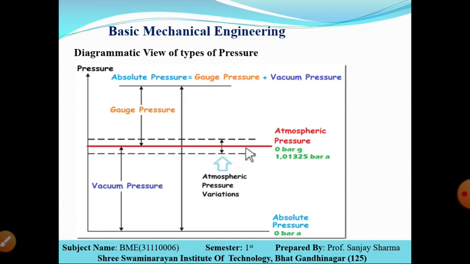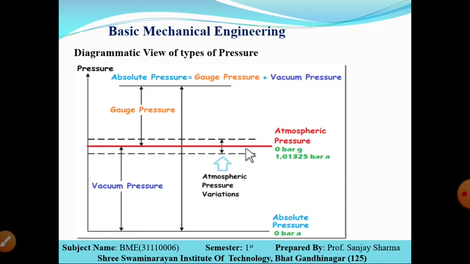Let us take the reference of atmospheric pressure. So this is the atmospheric pressure. If we go below atmospheric pressure, that is the vacuum pressure. Going down, if the bar value reaches 0, then it is absolute zero pressure.